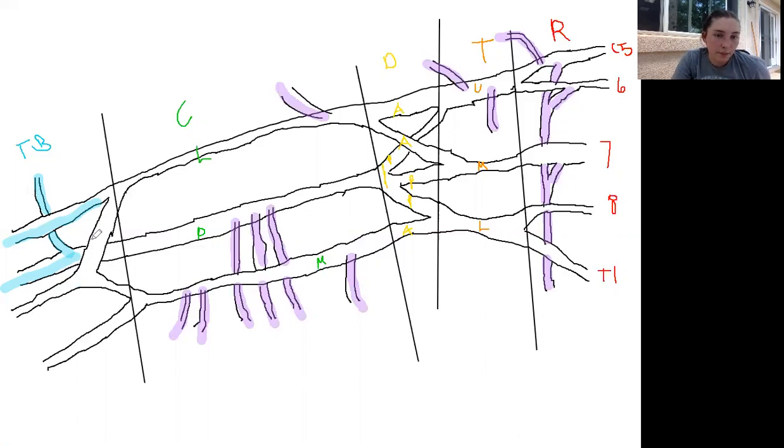Next, as I kind of mentioned, from the lateral and medial cords, we have the median nerve. The median nerve supplies the anterior brachium as well as the anterolateral manus. And then off of the medial cord right here, we have the ulnar nerve, which supplies the medial forearm as well as the anteromedial manus. And that's it for the brachial plexus.